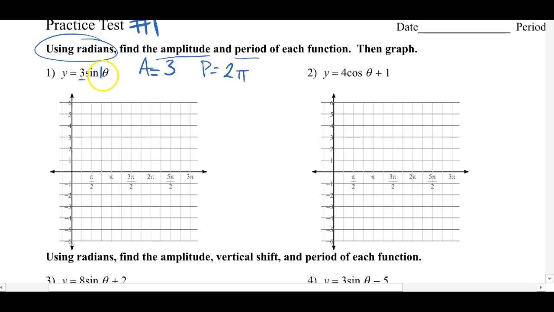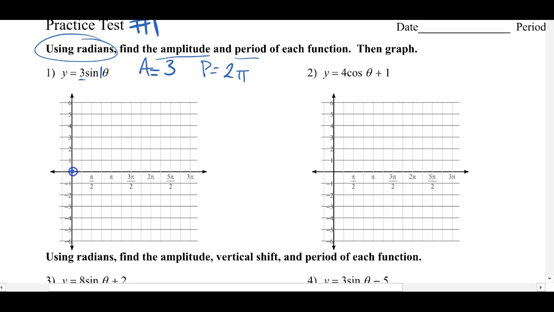If it's a different number, let's say if it was 2, then you would do 2 pi divided by whatever that number is. So here it would be 2 pi divided by 2, and then the period would be pi. Okay? But in this case, and in all the cases on the test, honestly, it's just going to be 2 pi. Okay, now remember with sine, sine starts in the middle.